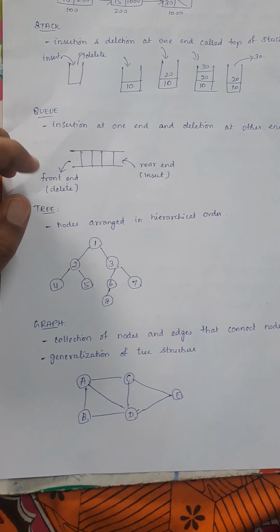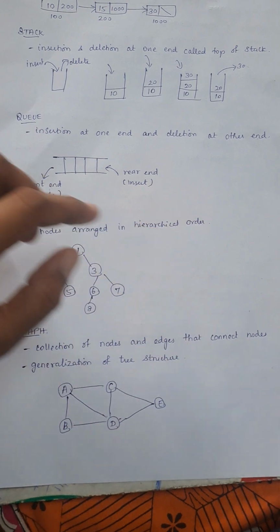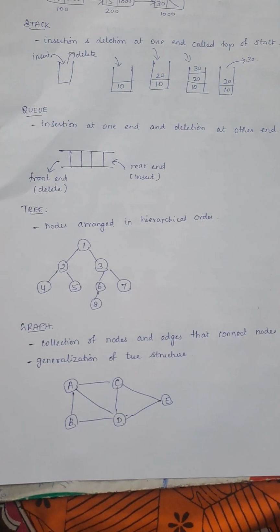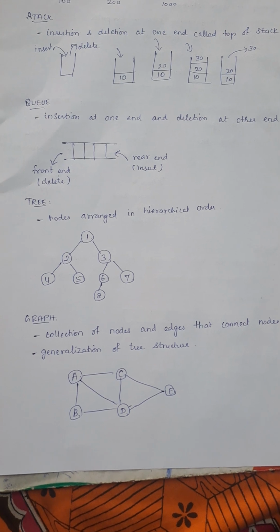So this is the structure of a queue where we have two ends, front end and rear end, where in the rear end insertion will take place and in the front end deletion will take place. So this is the queue data structure.